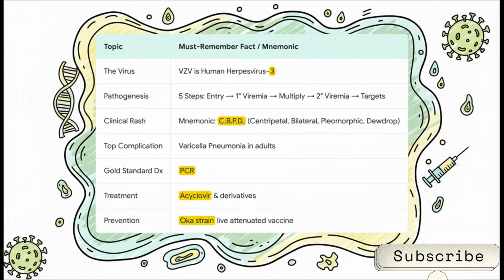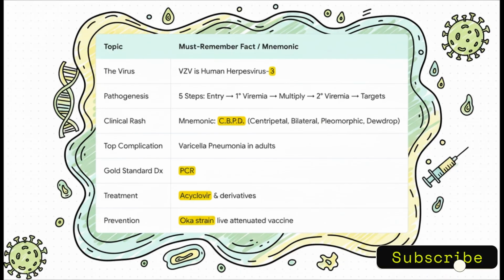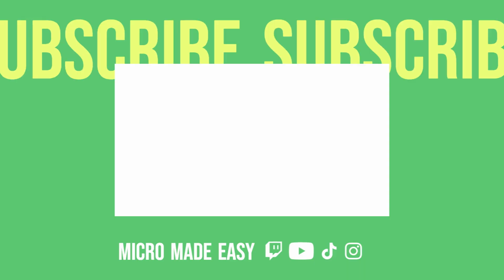All right, let's boil it all down. This right here is your ultimate cheat sheet. If you're cramming the night before an exam, this is a slide to screenshot. It has all the high-yield facts we covered. VZV is HHV3, the CBPD mnemonic for the rash, varicella pneumonia in adults as the top complication, PCR is the gold standard, acyclovir for treatment, and the OKA strain vaccine for prevention. This is pure gold.